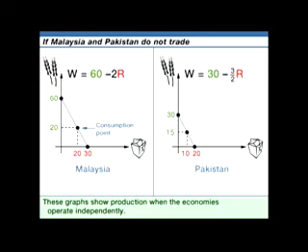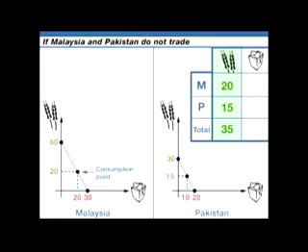So the black dots in each of these diagrams represent the pattern of production and consumption when the 2 economies operate independently of each other. Now, let's show how, by cooperating, Pakistan and Malaysia can improve their situation. How, by cooperating, Pakistan and Malaysia can produce more wheat and more rice than they are producing operating independently.